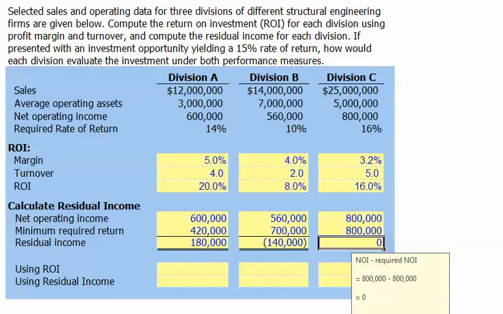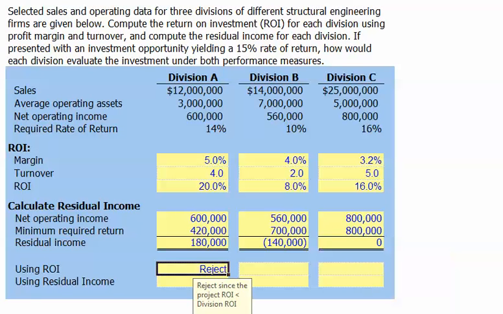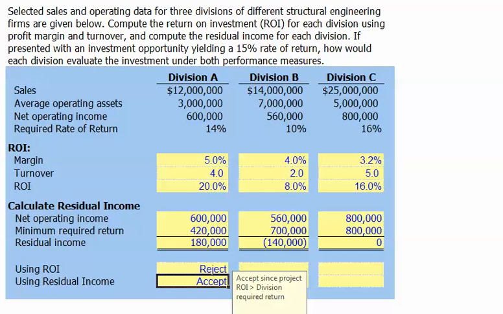Division A, if it's using ROI to evaluate a project that yields a 15% rate of return, will reject the project since its current ROI of 20% is greater than the investment's rate of return of 15%. However, using residual income, it would accept the project since the ROI on the project of 15% is greater than its required rate of return of 14%.